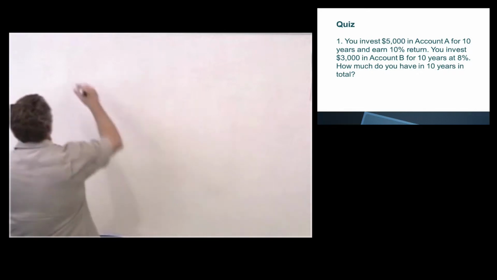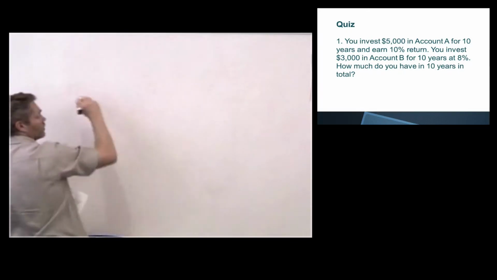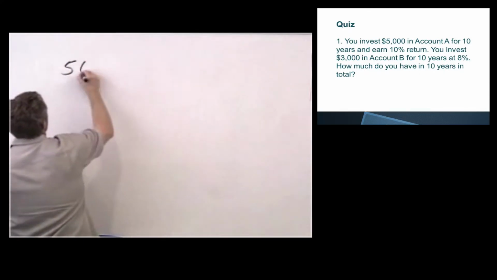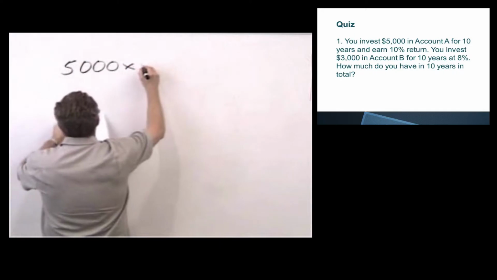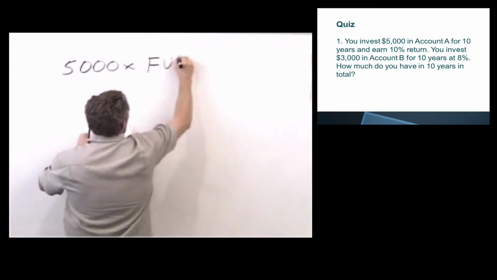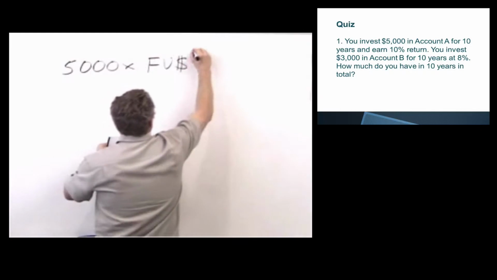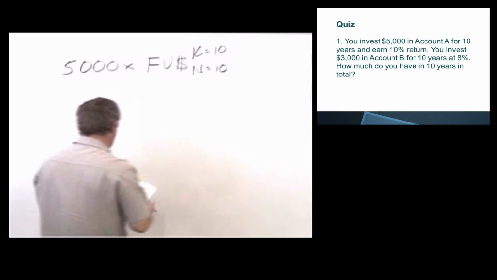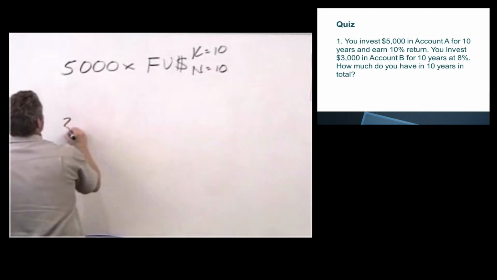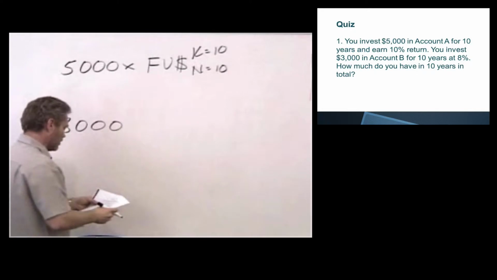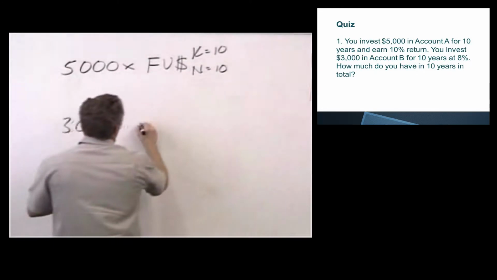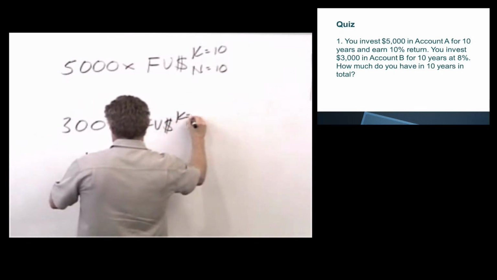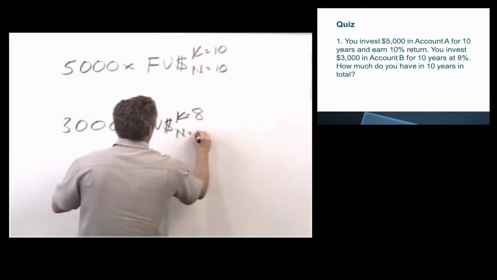All right, so we don't need to necessarily draw these boxes. Hopefully we've got that down a little bit. So we're going to go $5,000 times future value of $1, K equals 10, N equals 10. And we also then invested $3,000 for 10 years. That's future value of $1, K equals 8, N equals 10.